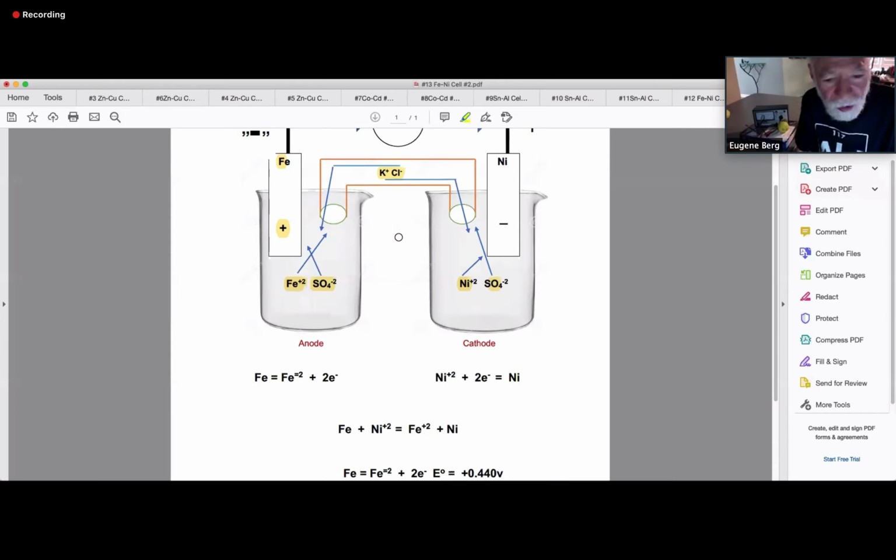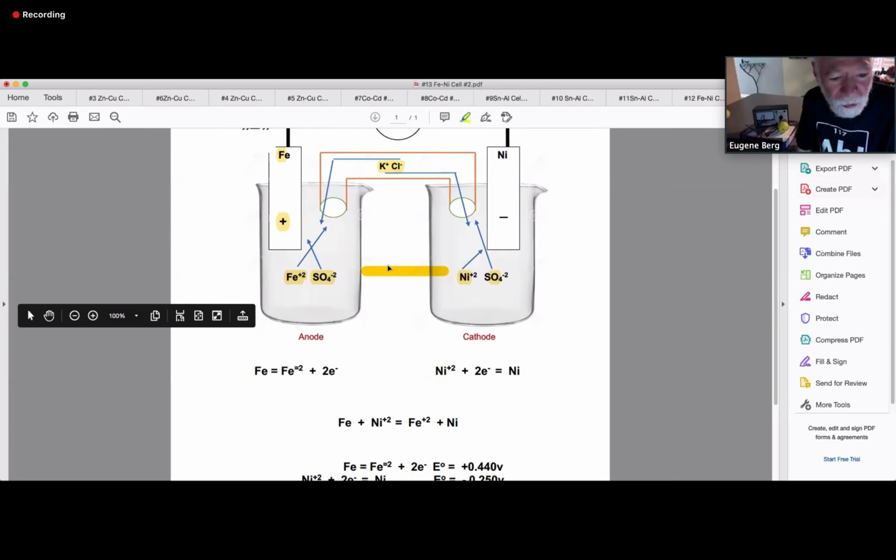I once had a student on an exam that had the sulfates going right through the beakers. Don't do that. Okay, they have to go through the salt bridge. Now how about the negative charge on the nickel? So all positive ions migrate that direction. So positive nickel goes to the right, positive iron goes through the salt bridge to the right, and also the positive potassium goes to the right.